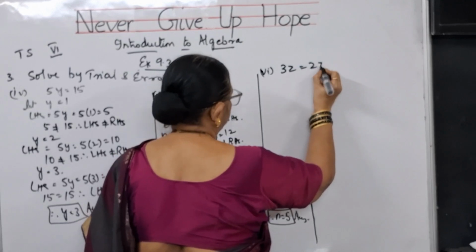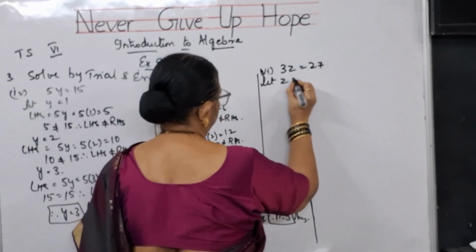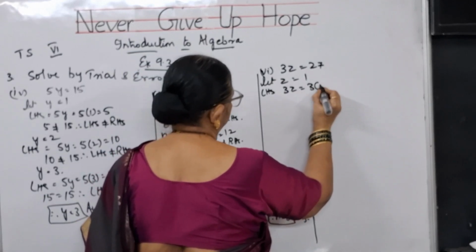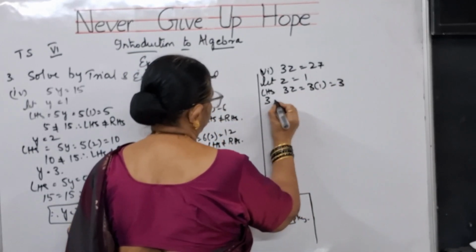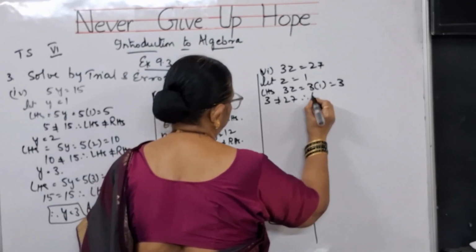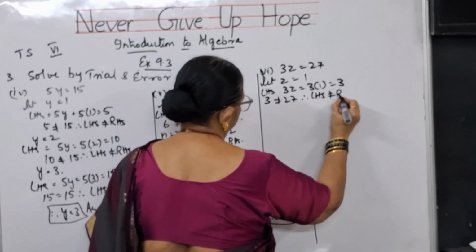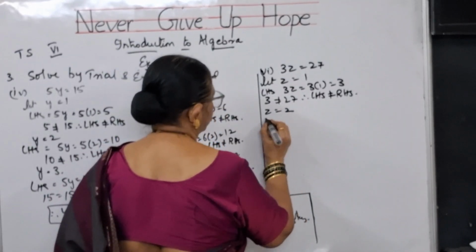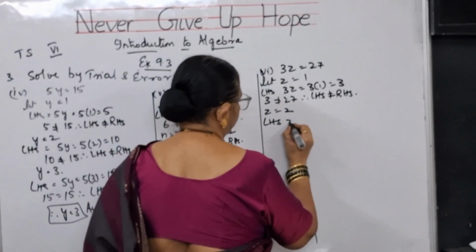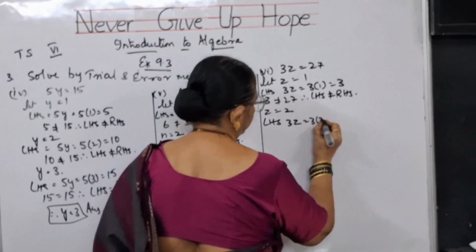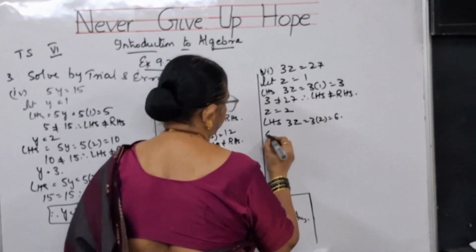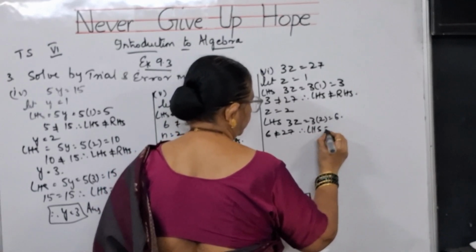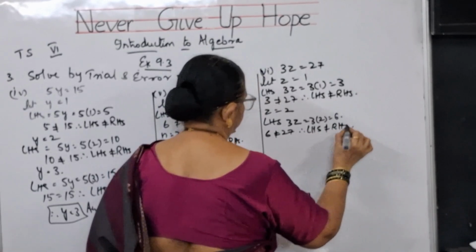3z is equal to 27. Let z is equal to 1. LHS. 3z is equal to 3 into 1, that is 3. 3 is not equal to 27. Therefore, LHS is not equal to RHS. Z is equal to 2. LHS. 3z is equal to 3 into 2, 6. 6 is not equal to 27. Therefore, LHS is not equal to RHS.